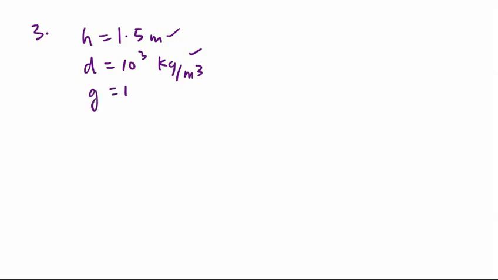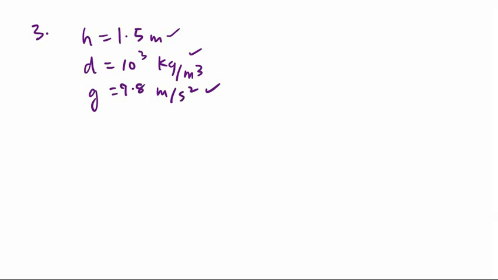Okay, moving on to problem 3. A vessel contains water up to a height of 1.5 meters. So H is equal to 1.5 meters. Taking the density of water as 10 cubed kg per meter cubed. So far everything's in SI units, meters and kg per meter cubed, so we're happy. Acceleration due to gravity is 9.8 meters per second squared. G is equal to 9.8 meters per second squared.